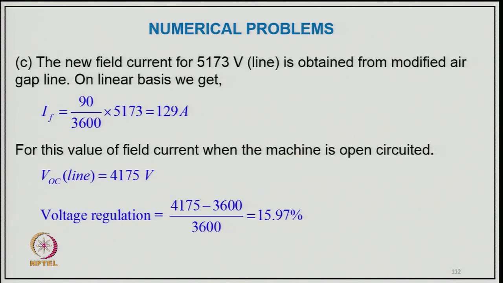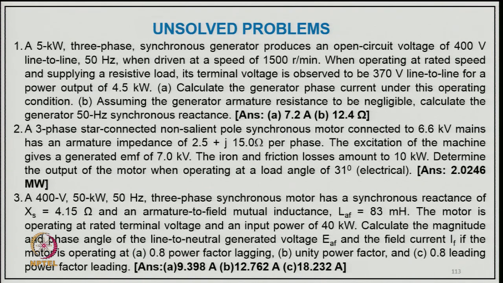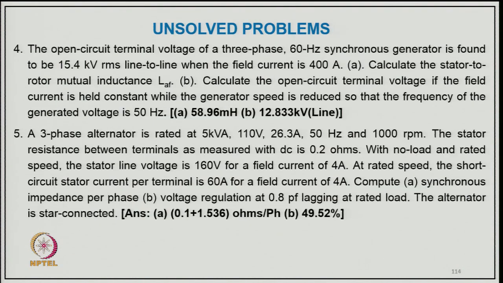And now the field current for 5173 line voltage is obtained from the modified air gap line. So, on linear basis we get I_F equal to 90 upon 3600 into 5173, that is 129 ampere, and from the OCC for this field current we get the V_OC line 4175, and voltage regulation from 4175 minus 3600 divided by 3600, that is 15.97% lag. And these are the unsolved problems which you can solve in a similar manner.